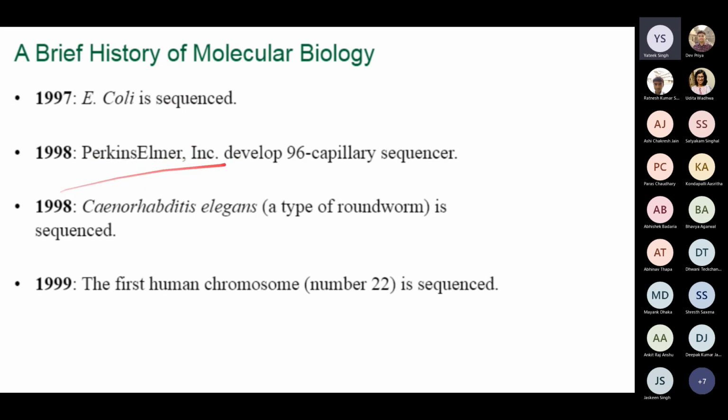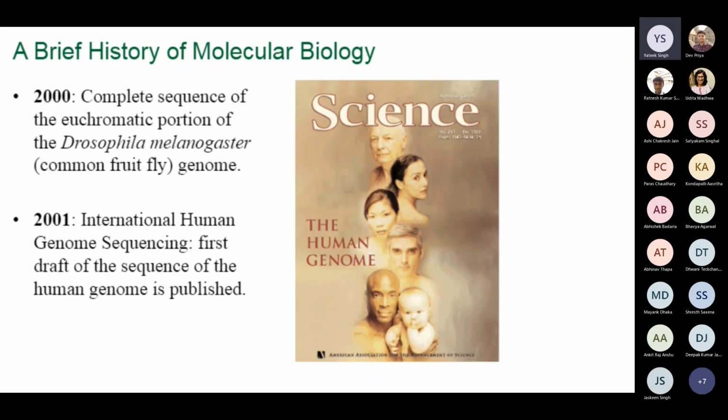There were a lot of technology developments which happened. Then they sequenced a whole organism, the eukaryotic worm called C. elegans, Caenorhabditis elegans. It's a roundworm, which is found in human stomachs and causes the roundworm disease. And then in 1999, they were able to sequence the smallest chromosome of the humans, which is chromosome number 22. Human chromosomes are numbered from 1 to 22, 1 being the largest chromosome and 22 being the smallest. So 22 was the first one.